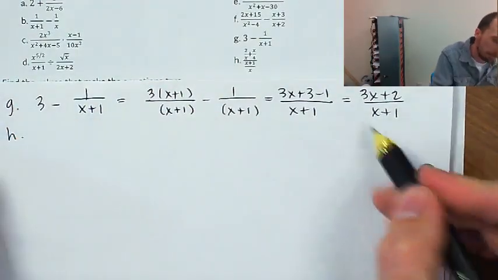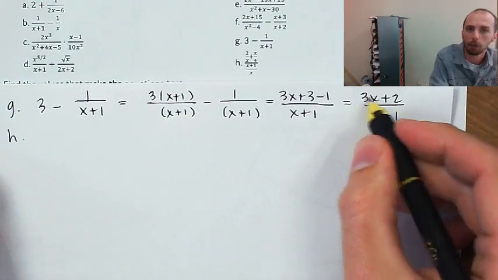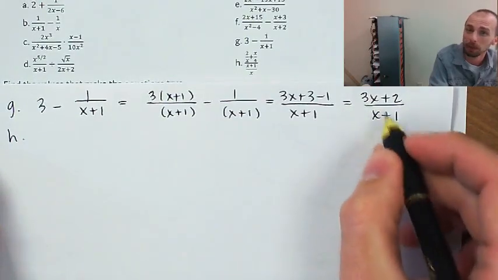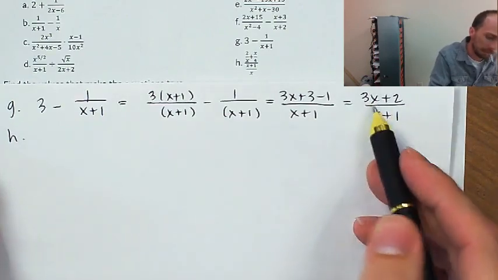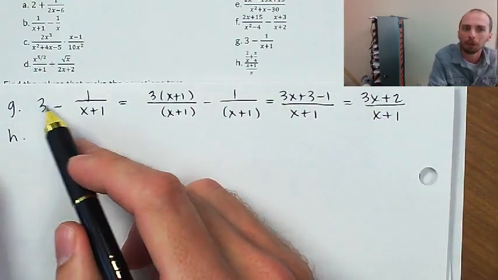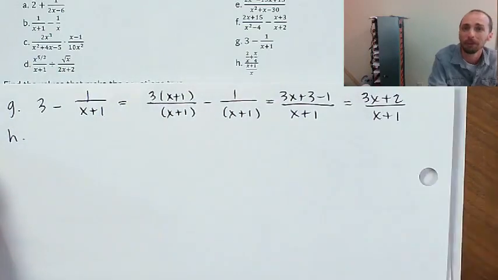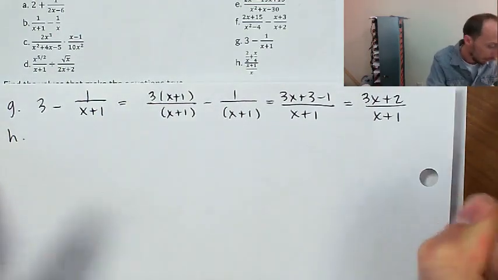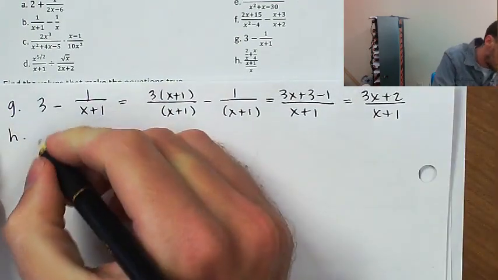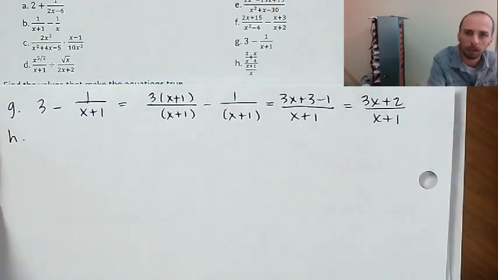And then H, and there's nothing I can do here. I can't factor out the 3 and then get an x plus 1 exactly to cancel, so it's not going to work. In fact, if I did, then I would get 3, and we know that 3 minus 1 over x plus 1, well, I'm not really sure exactly what it is, but I know it's not equal to 3 because I subtracted something.